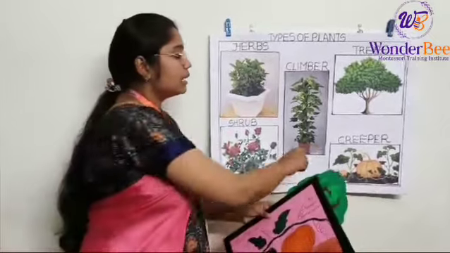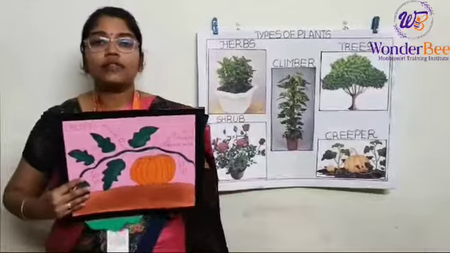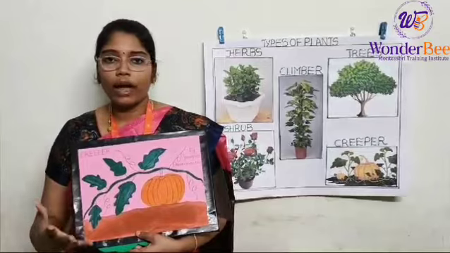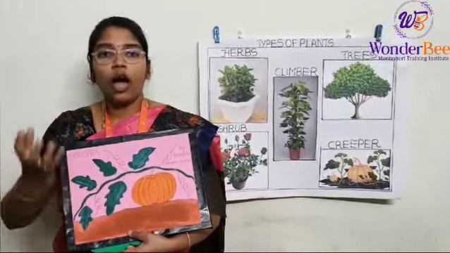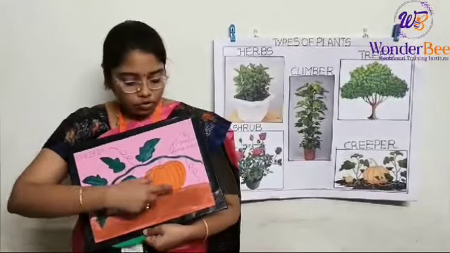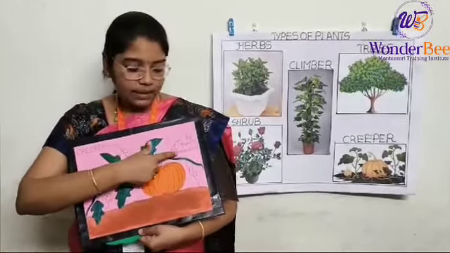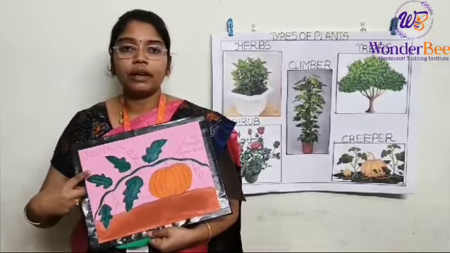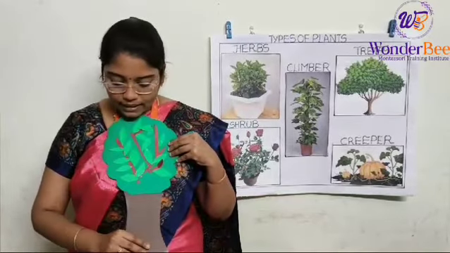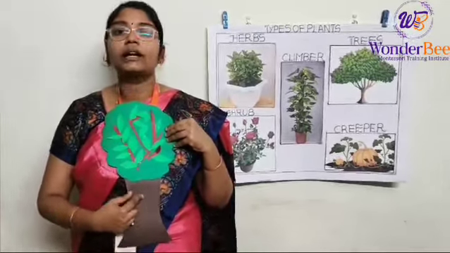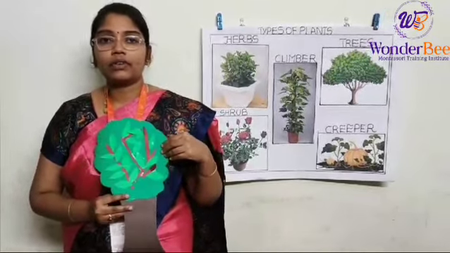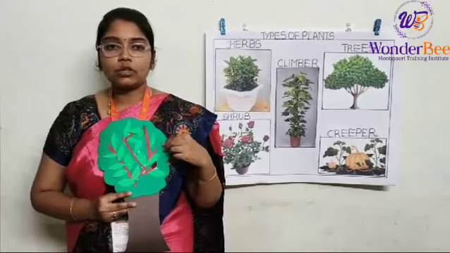And the next one is creeper. A creeper always creeps along the ground because its fruit has more weight, so it can't grow up and it can't climb also. So it will creep along the ground only. For example, watermelon, muskmelon and pumpkin are examples of creeper. The last one is trees. Trees have a big stem like this. This stem is called a trunk. So it is called a big plant. For example, banyan tree and mango tree. These are examples of trees.